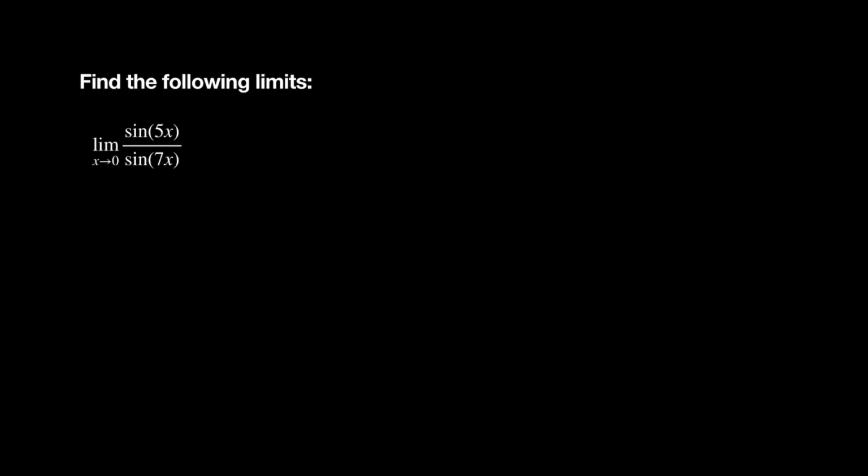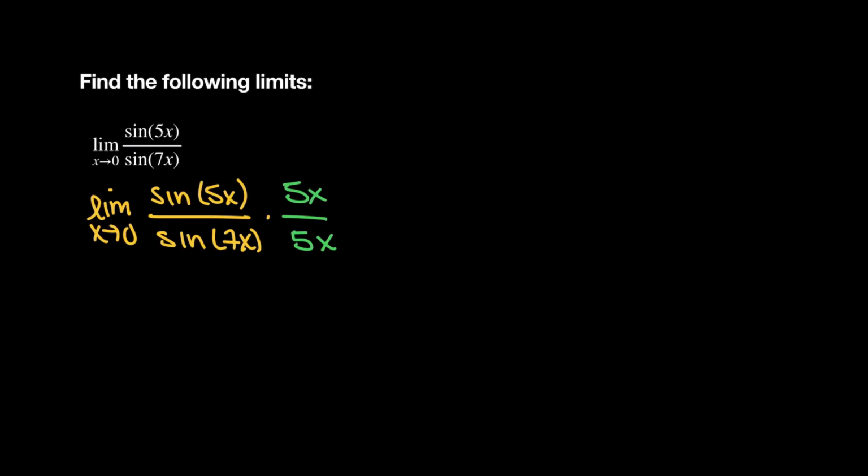Here's another one. The limit as x goes to 0 of sine of 5x divided by 7x. If I want to take advantage of that special limit, I need to have something of the form sine of an angle divided by the angle. So I'm going to start by looking at my numerator. My numerator is sine of 5x. And so it'd be really nice if there was a 5x in the denominator, because then I could have a sine of 5x divided by 5x.